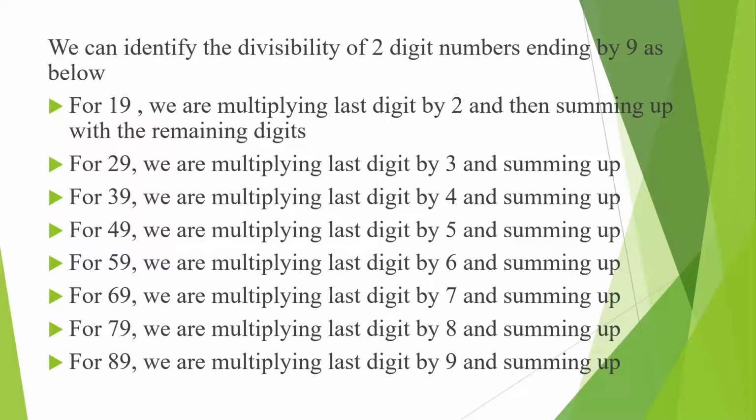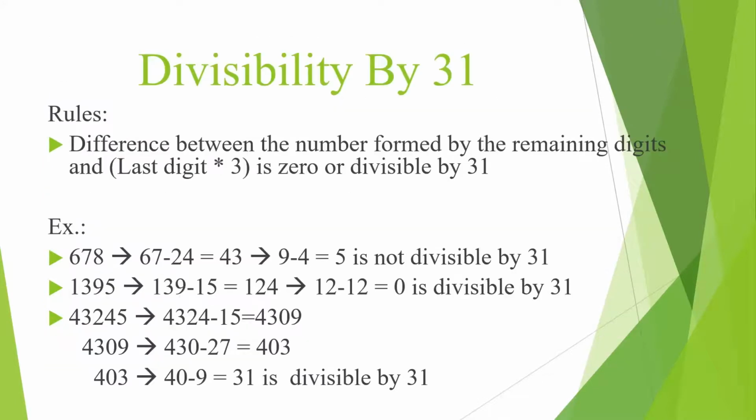Similarly, we have a similarity if the two-digit number ends with 1. So now let's consider the example 31. Here we have to consider the last digit and multiply by 3. And we have to find the difference between the number formed by the remaining digits and the multiplied number, that is, the last digit multiplied by 3. The difference between these two numbers should be either 0 or divisible by 31.